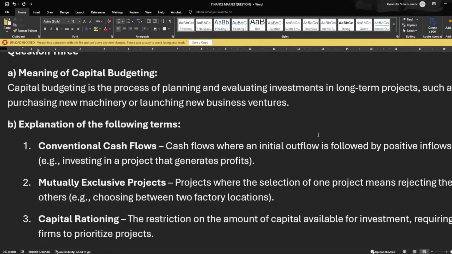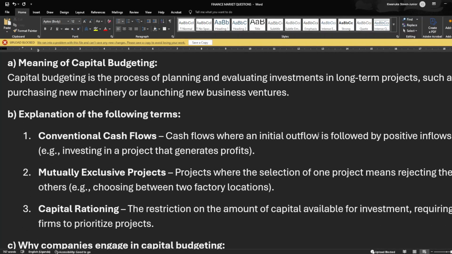Explain the following terms in capital budgeting. Conventional cash flows. What are conventional cash flows? These are cash flows where an initial outflow, an investment, how much money you are putting out as capital, is followed by positive inflows. Then you start harvesting positively. Those are the profits you are now getting.